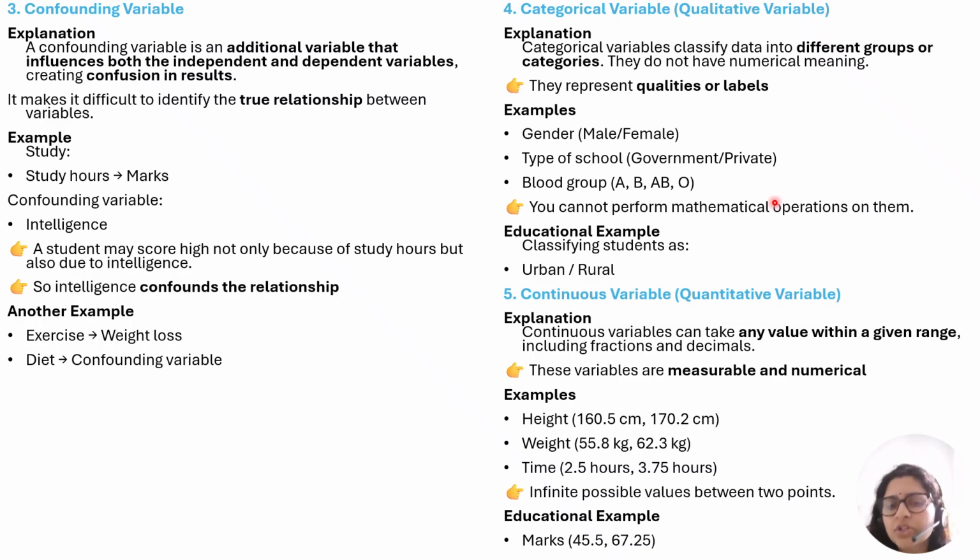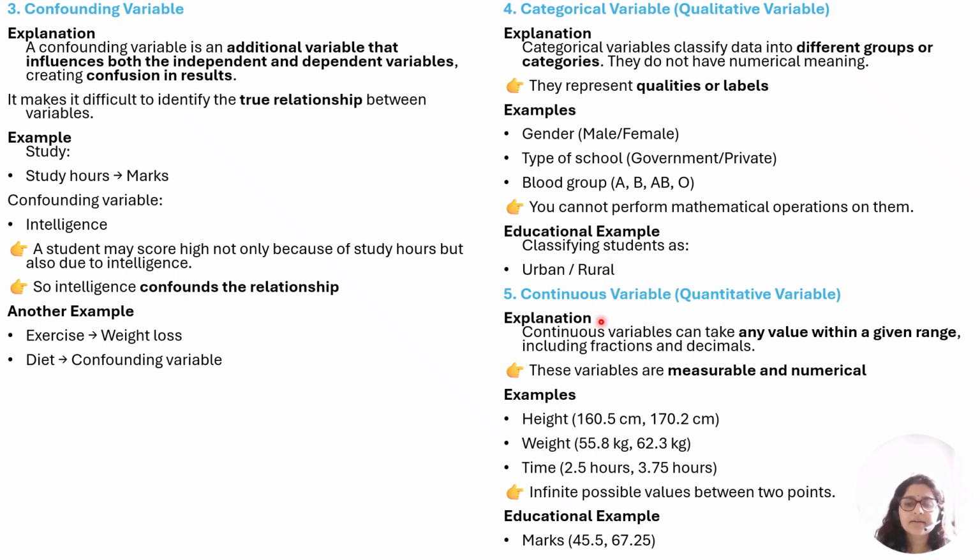Like when we talk about gender, there are two categories, male and female. When we talk about the type of schools, there is government and private. An educational example is classifying students into urban or rural. So basically, we are categorizing the variables.